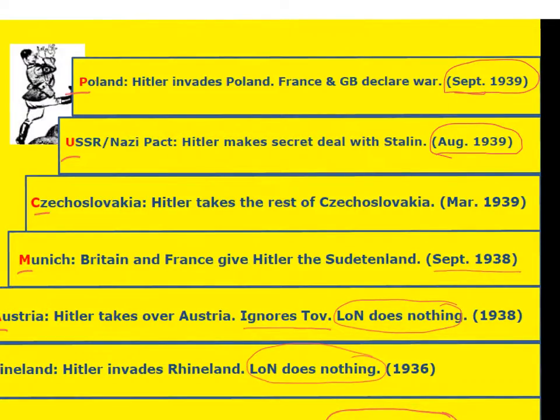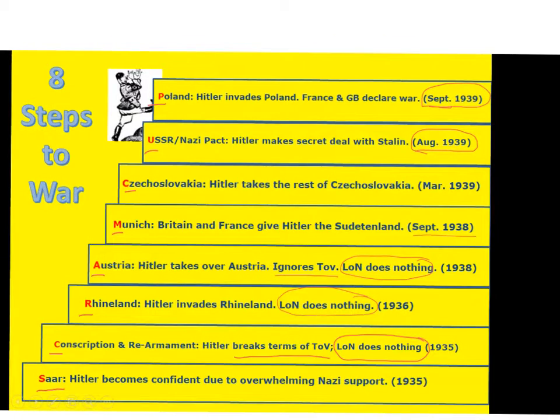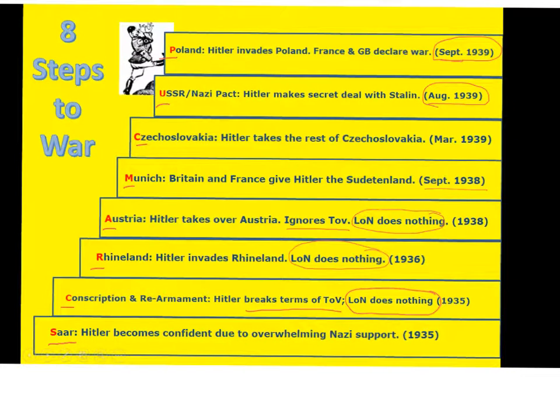So the best way to remember all the steps in the chronological order is the word SCRAMCUP. SCRAMCUP: Tsar, conscription, Rhineland, Austria, Munich, Czechoslovakia, USSR Nazi Pact, Poland.